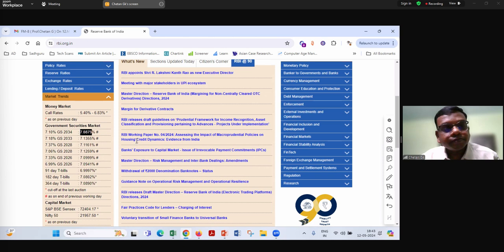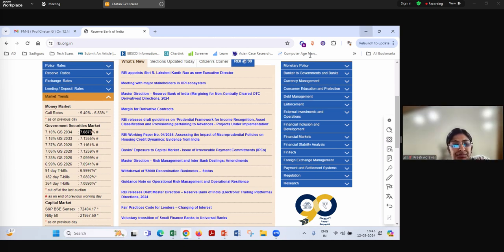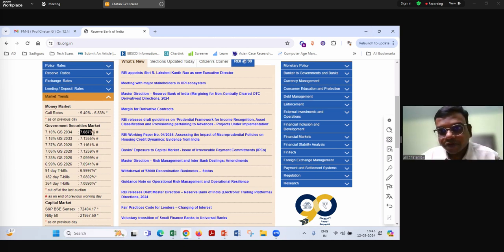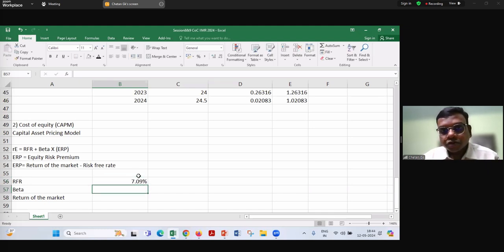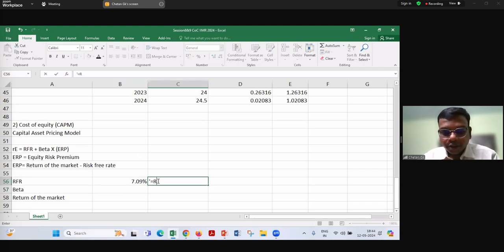Okay, clear? Yeah. So I'm taking 7.088. Is it fine? 7.088 as the risk-free rate. So we are done with this. Proxy for risk-free rate is our government bond. I'll write here how I got this. RBI website. Okay, so this is the 10-year government bond yield. Okay, so that is what we have written here.